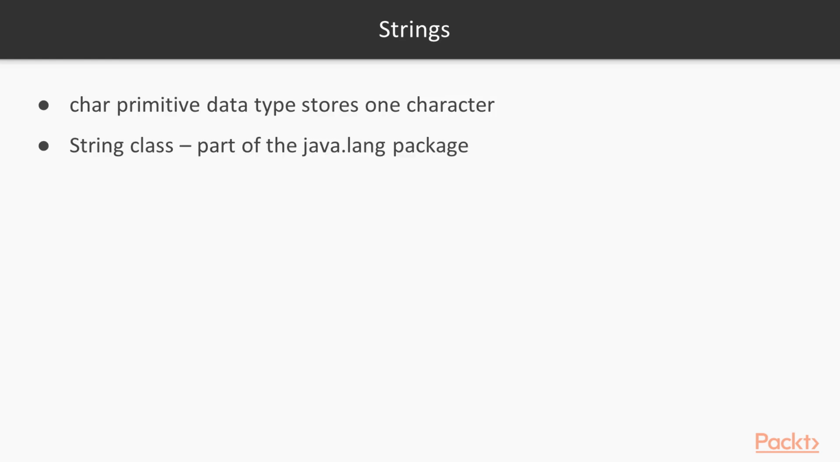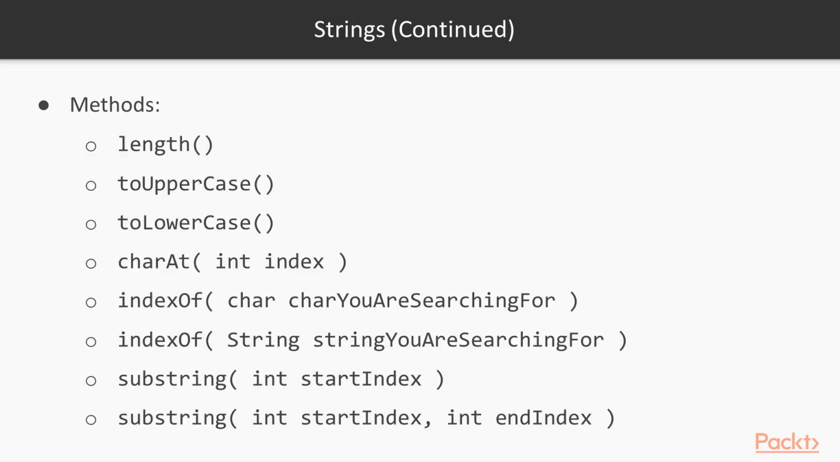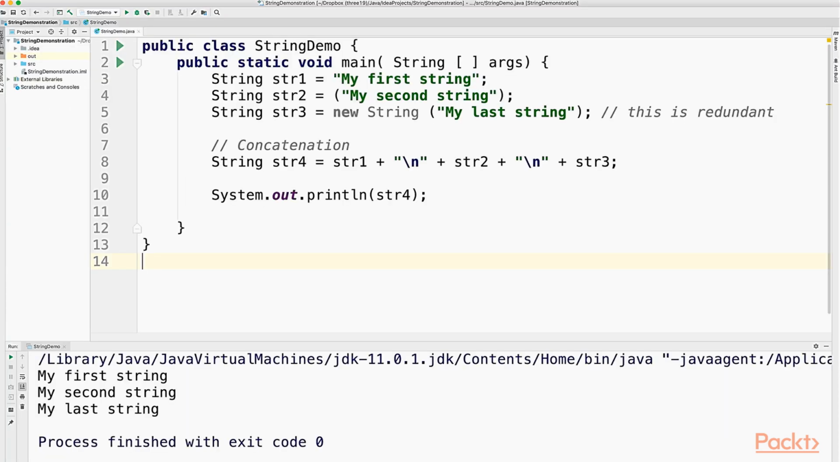We know that char is a primitive data type that stores only one character. That's why the string class exists, right? Which is part of the java.lang package, because we want to be able to store a sequence of characters. We might use a name, password, an address, things like that, much more than one character. So here is a list of some of the methods that are used commonly on strings. These are all part of the string class, and the names are self-descriptive. Let's jump into some code.